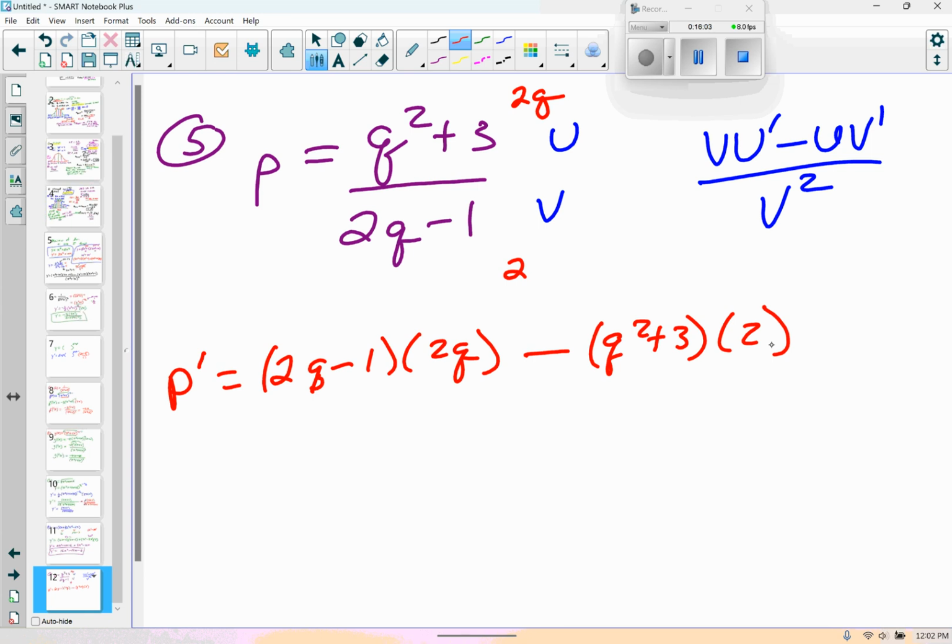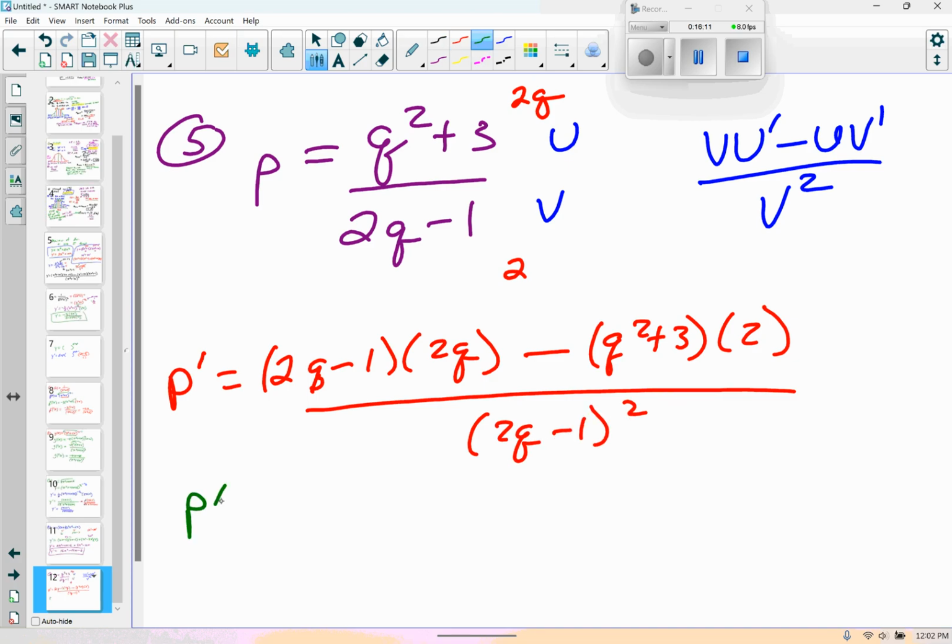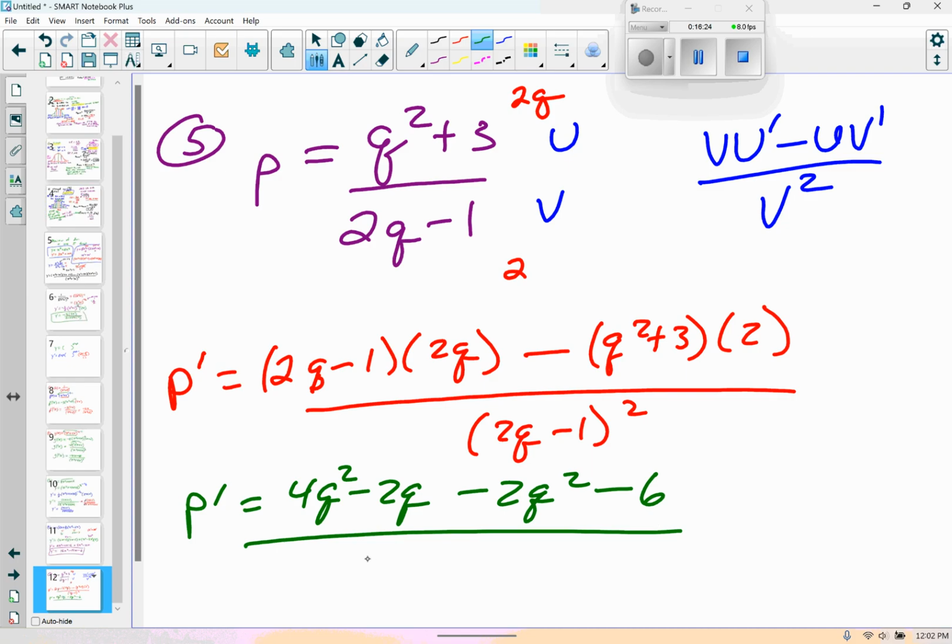Never mind. I just brain farted. And then I have 2Q minus 1, quantity squared. So if you wanted to clean it up all the way, let's see. I'm going to get 4Q squared minus 2Q minus 2Q squared minus 6 over 4Q squared minus 4Q plus 1.